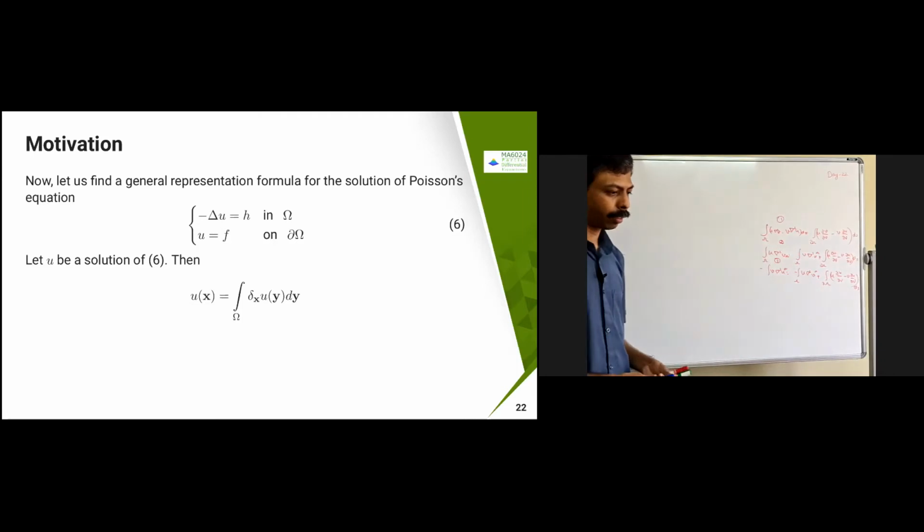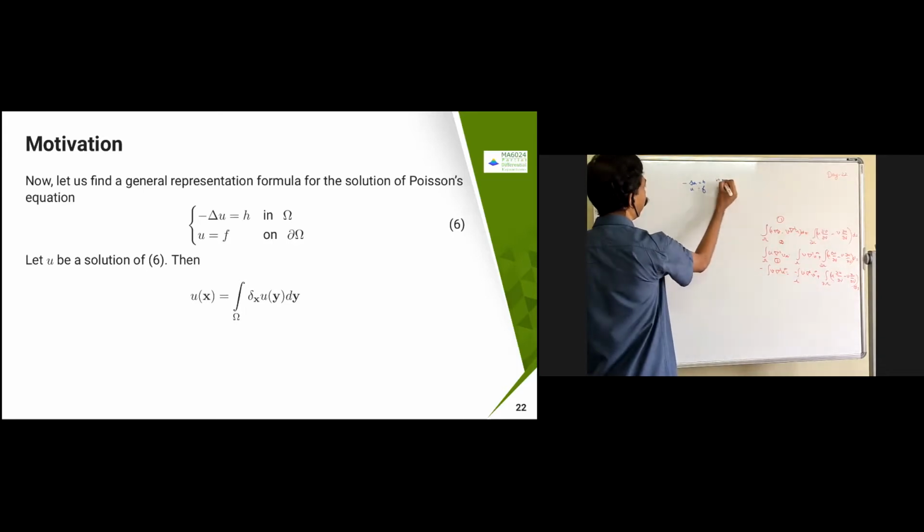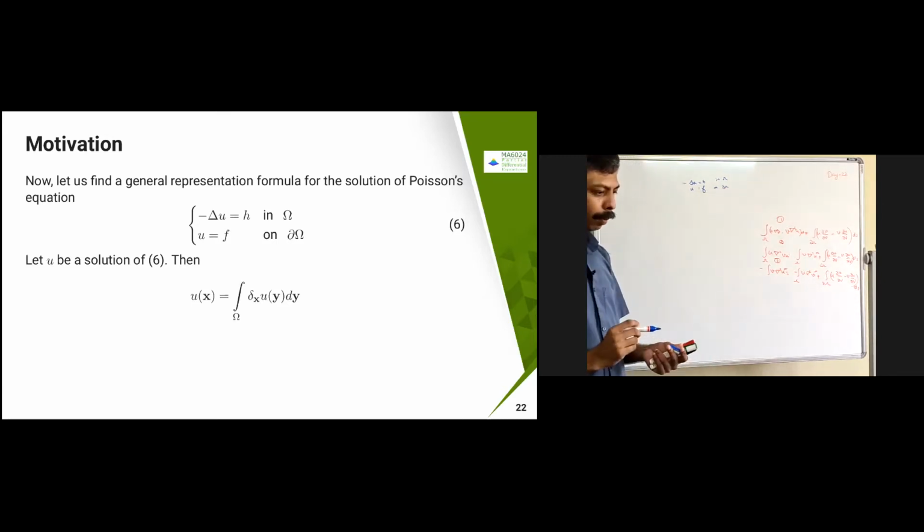So this is the Poisson equation. I have a problem: minus del u equal to h, u is equal to f. This is in omega and this is on dou omega. So this is the problem which we have.